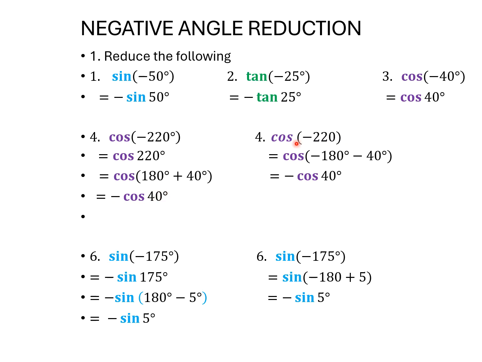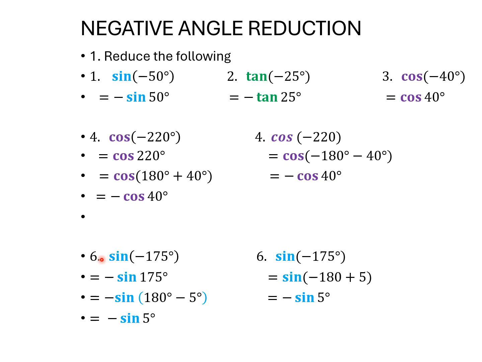In the third quadrant, cos becomes negative and gives me negative cos 40. I can also reduce using my negative angle reduction formulas. So there, I can say cos of negative 180 minus 40 would give me minus 220. Minus 180 minus an acute angle falls in the second quadrant. So in the second quadrant, cos is negative, so therefore it becomes negative cos 40 degrees.